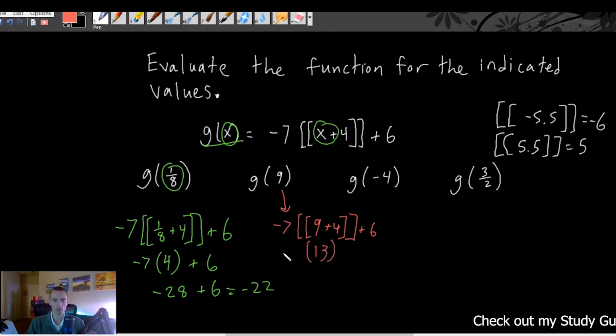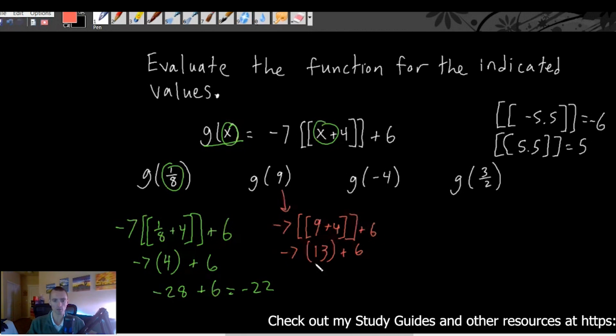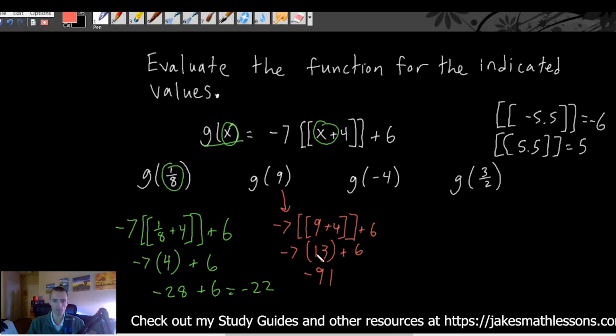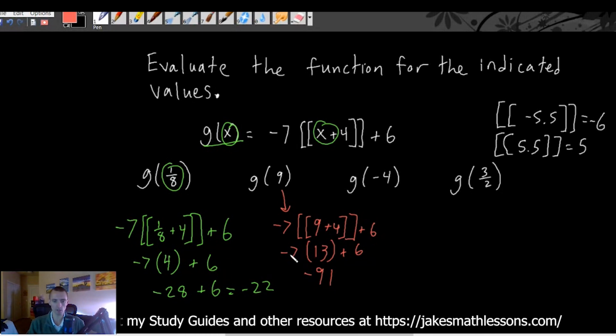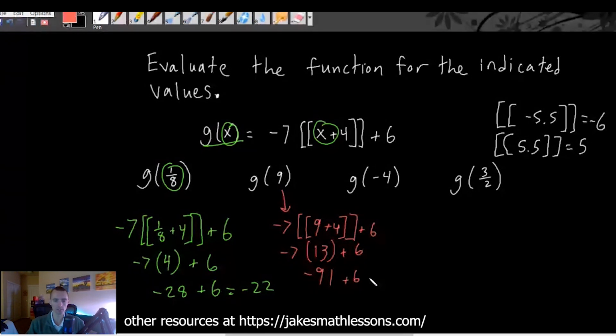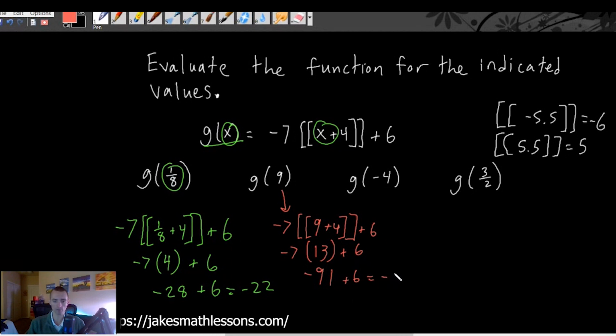So that'll be 13 times negative 7 plus 6. Negative 7 times 13 would be negative 91, I believe. 7 times 10 is 70, plus 21 would be 91. Yeah, so negative 91 plus 6. Negative 91 plus 6 would simplify to negative 85. So that's going to be g of 9.